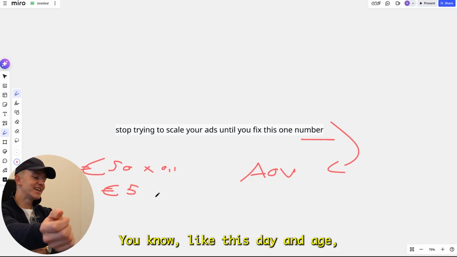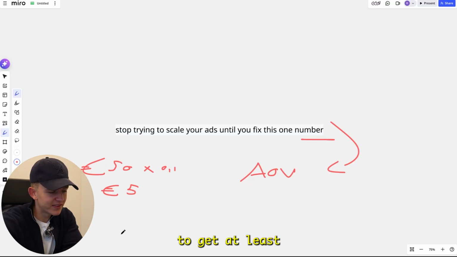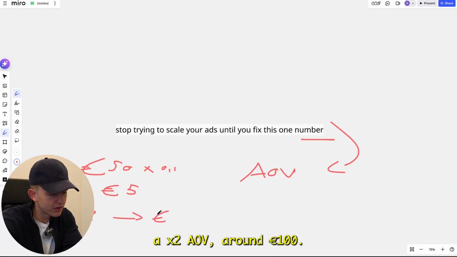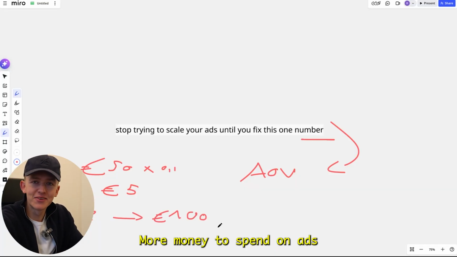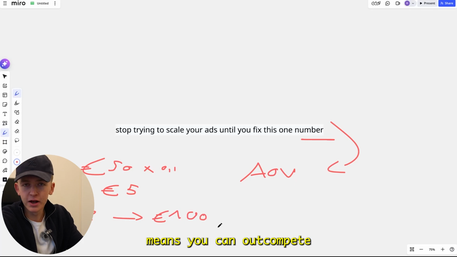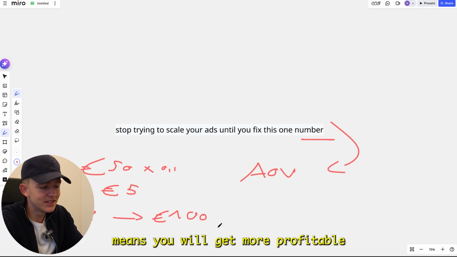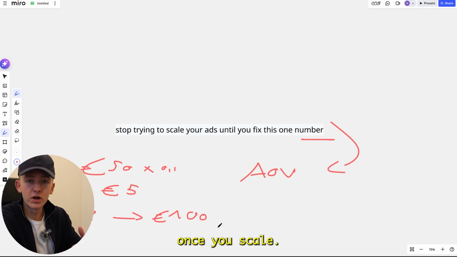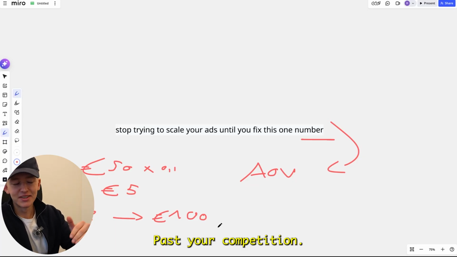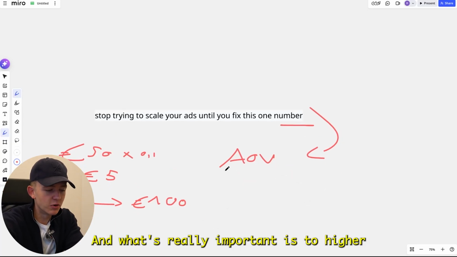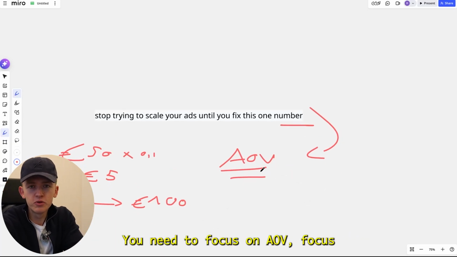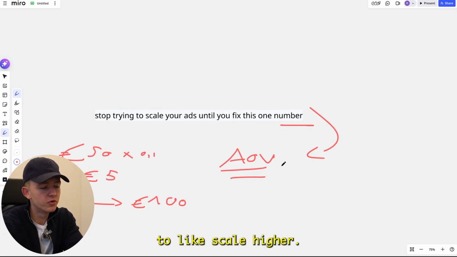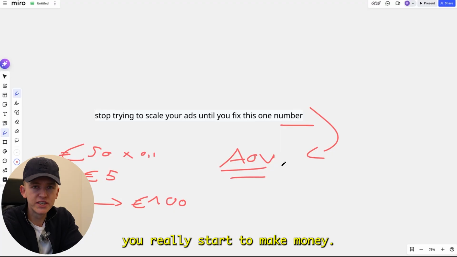This day and age, it's really important to get at least a 2x AOV, around 100 euros. This way, you have more money to spend on ads, which means you can outcompete your competition, which means you will get more profitable once you scale past your competition. What's really important is to raise your AOV. The moment you really focus on AOV, on milking out your customers to scale higher, that's the moment you really start to make money.